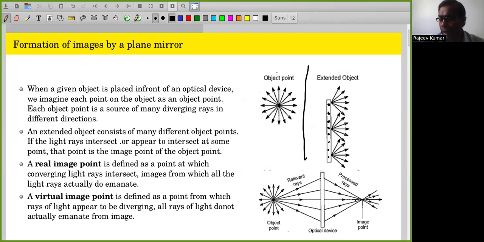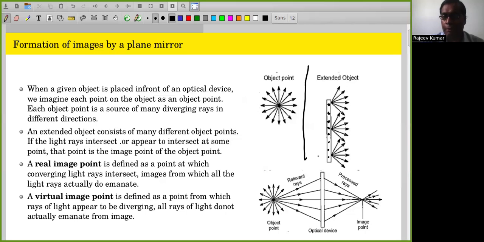And further, after getting processed, an image is formed. So basically these things happen in case of reflection and refraction. When an object is placed in front of an optical device, that optical device may either reflect the incident radiation or refraction may take place, due to which the image can be formed.